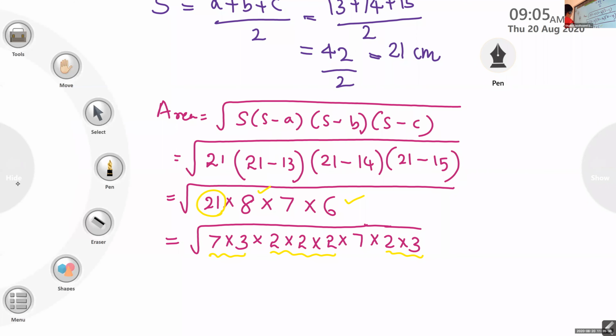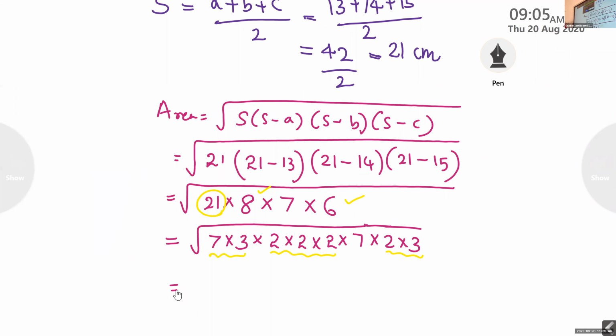Now children, now what is the square root? Can you find 2 sevens there? Yes, ma'am. So one 7 we can take out, right? And how many 3's can you see? 2. So one 3 you can take out from the square root. Then how many 2's? 4. So from 2 pairs you can take 2 twos like this. Now you can find the answer.